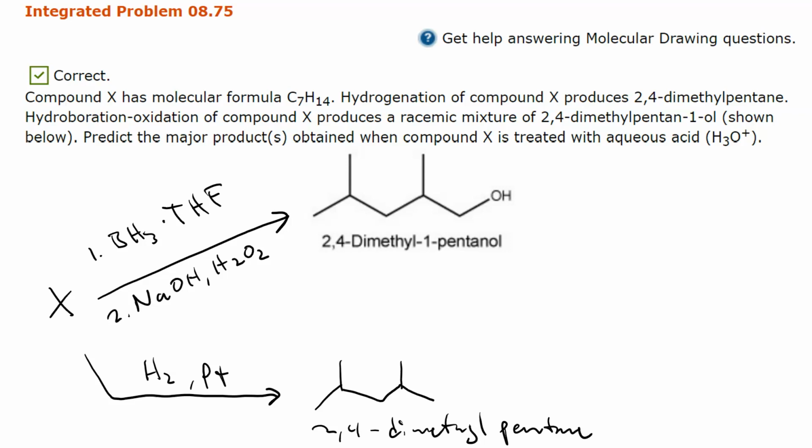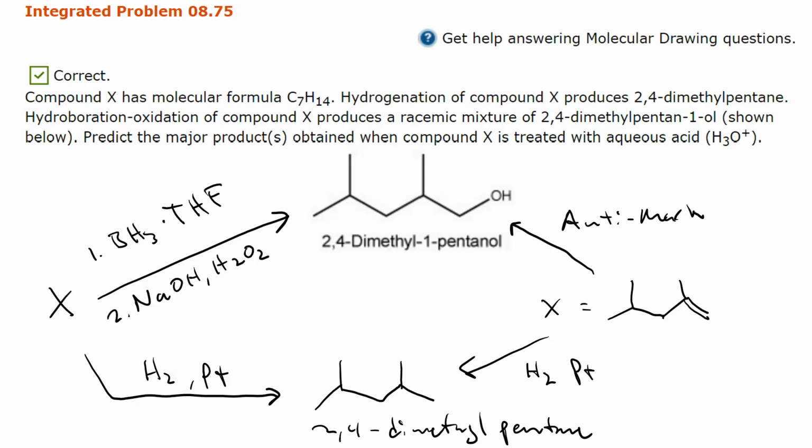Okay, so what this means is X is an alkene, right? And we need to figure out what X is. So I think that X is this, 2,4-dimethyl-1-pentene, right? Because hydroboration oxidation gives you an anti-Markovnikov alcohol, right? And H2, Pt would give that, right? So both of those things are true.